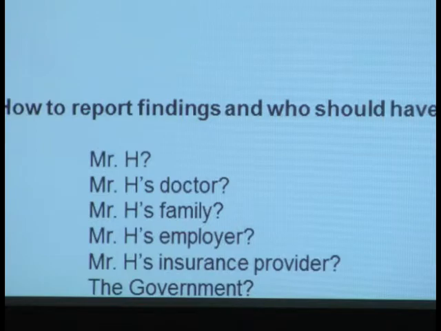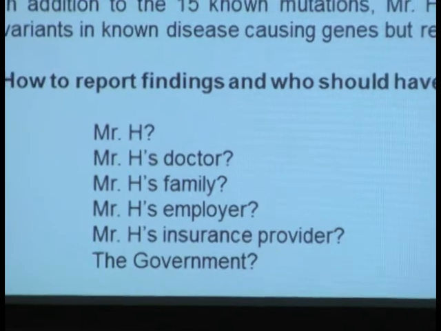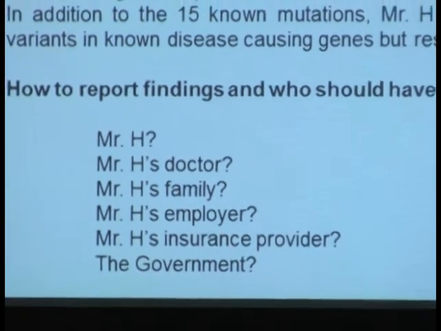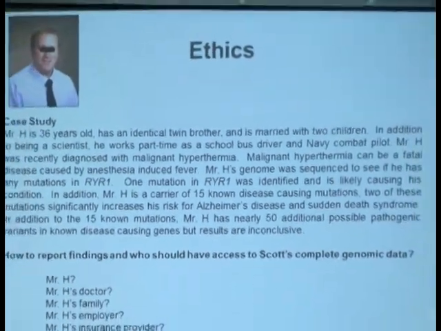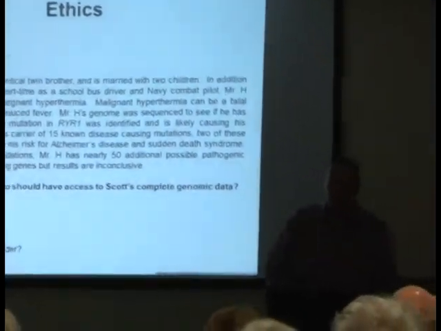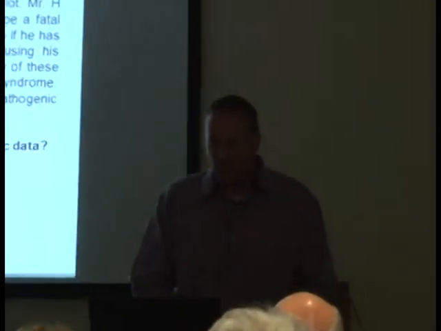So these are some, well, I'm going to give you a still unrealistic... This actually is somewhat realistic, and this is where the conundrum comes in genomic medicine. So in addition, Mr. H is a carrier of 15 known disease-causing mutations. 2 of these mutations significantly increase his risk for Alzheimer's disease and sudden death syndrome. In addition to the 15 known mutations, Mr. H has nearly 50 additional mutations that have no known function, but they're in known disease-causing genes.